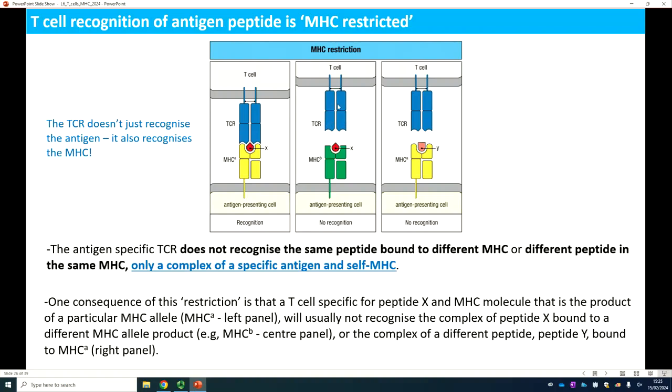So let's say we take that same T-cell receptor. We take the same antigen, but we have a different MHC. We don't get recognition anymore. And if we take the same T-cell receptor and the same MHC molecule that we started off with, but we have a different antigen, of course, we get no recognition because it's not its cognate ligand. But what I'm trying to get across is that the T-cell receptor, as well as just recognizing the antigen, recognizes the MHC as well. So think back to what we were talking about, graft rejection as well, because obviously that's playing an important role in that.